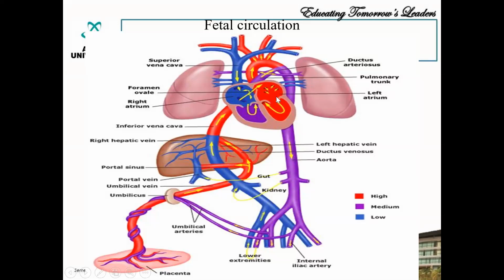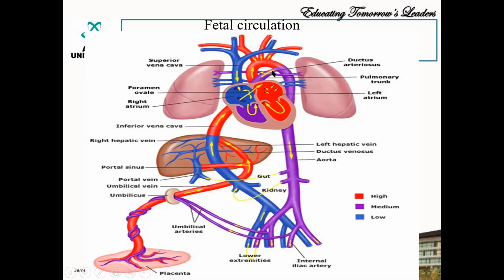From the left atrium, some amount will be going to the left ventricle. From the left ventricle, it will be going to the aorta. Okay, so here if you see, the pulmonary artery and the aorta will be having another branch attached. So here you can see the branch attached. It is called ductus arteriosus.